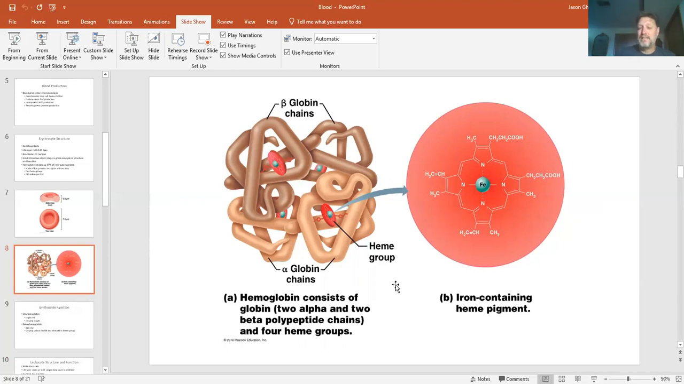Carbon dioxide does stick to hemoglobin, but not at the iron, not at the heme group. It'll attach to the sides of the proteins. We're not worried about where it does attach, it's just that it does attach. So the hemoglobin can carry oxygen or carbon dioxide. It's either going to be carrying one or the other. Keep that in mind always.